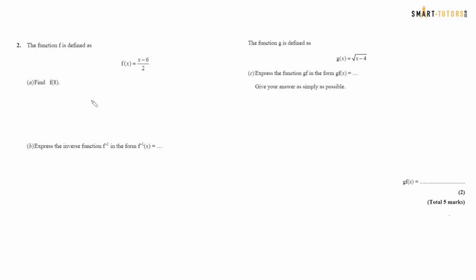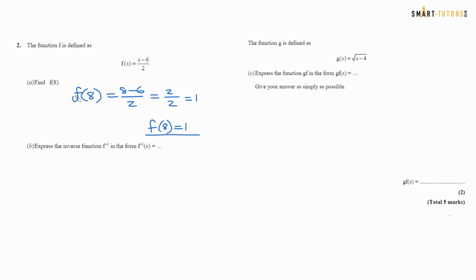Question number 2. The function f is defined as f(x) equal (x - 6)/2. Find the f(8). So f(8) means it's just a substitution. Replace the x with 8. So (8 - 6)/2. So 8 minus 6 is 2, over 2 is 1. So f of 8 equal 1. So that is the A part.